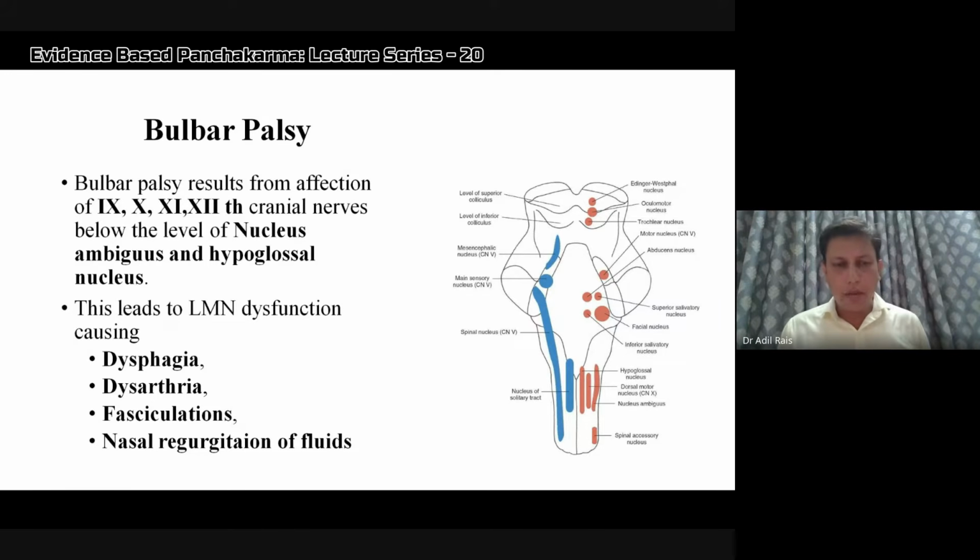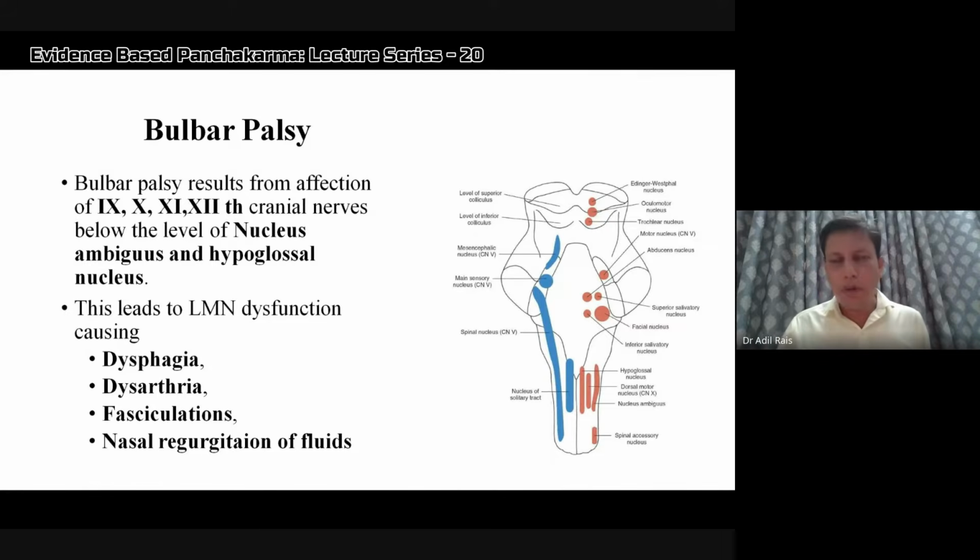Then there is another important feature of bulbar palsy, which is nasal regurgitation of fluids. Now why does nasal regurgitation of fluids happen? Because the soft palate and the pharynx have become weak. They have become paralyzed, or somewhat paralysis is there due to affection of the 9th and 10th nerves. So whatever fluid the patient is taking comes out through the nasopharynx and is regurgitated back. So that is nasal regurgitation of fluids.